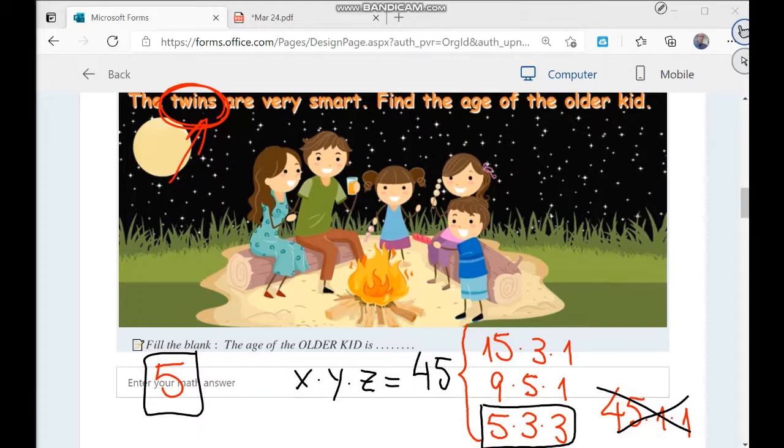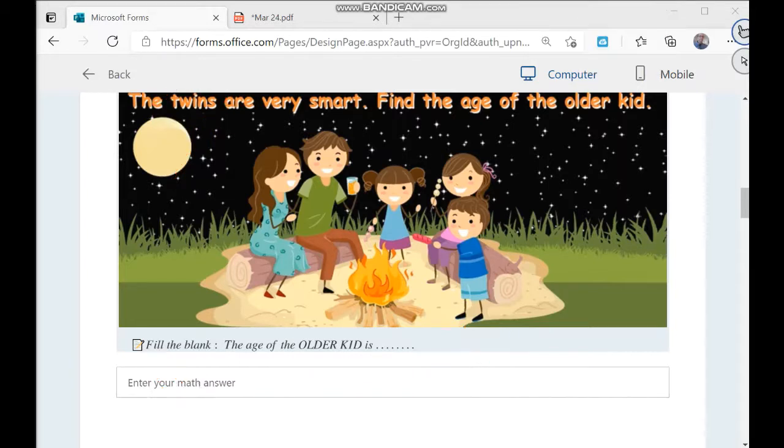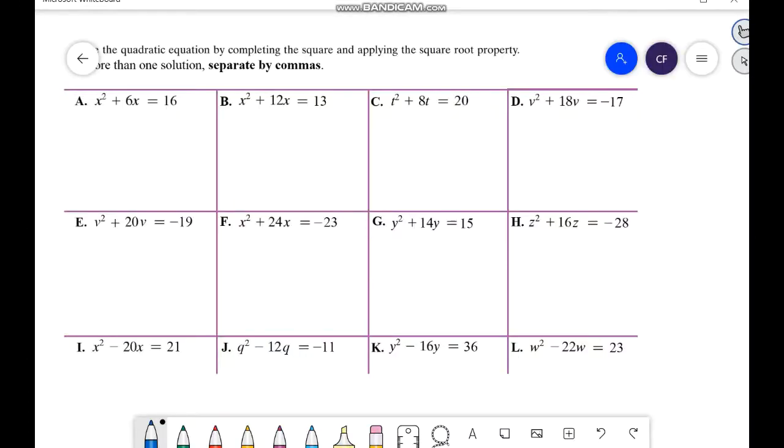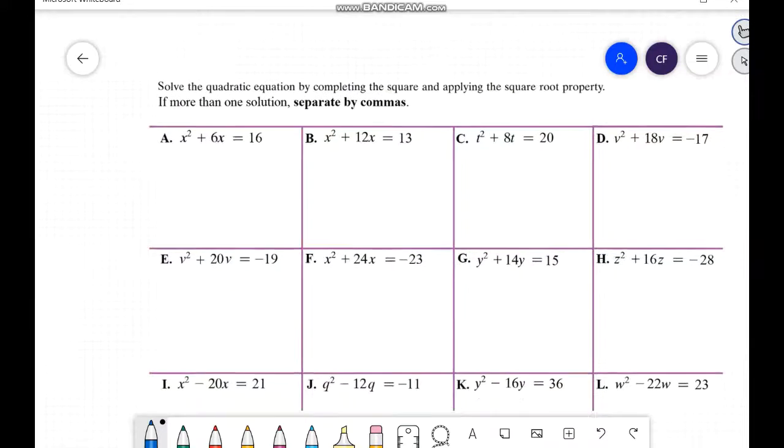I understand why you answered 15, but the right option is kind of tricky, right? But the right option is 5 years old, the older kid. This is just a warm-up. Let's move to the quiz now. That's what matters, what gives us the grade.